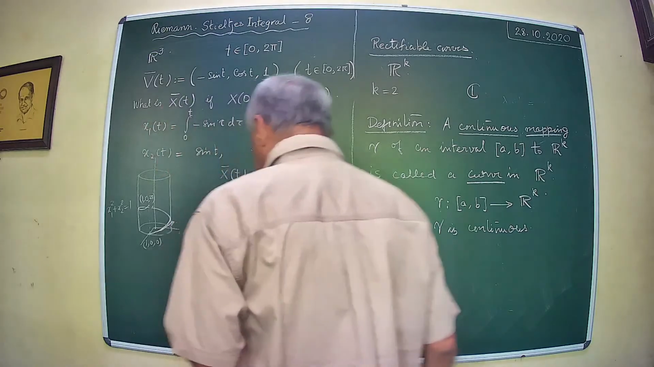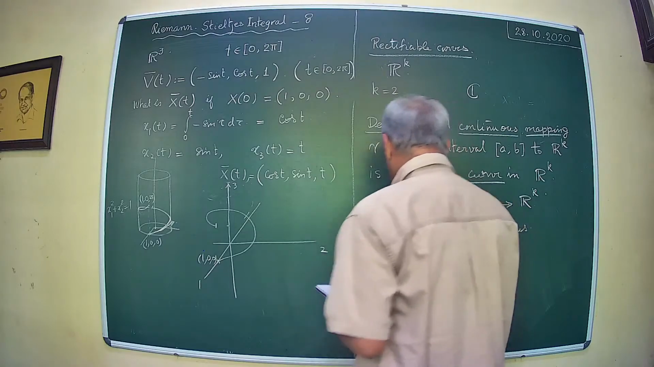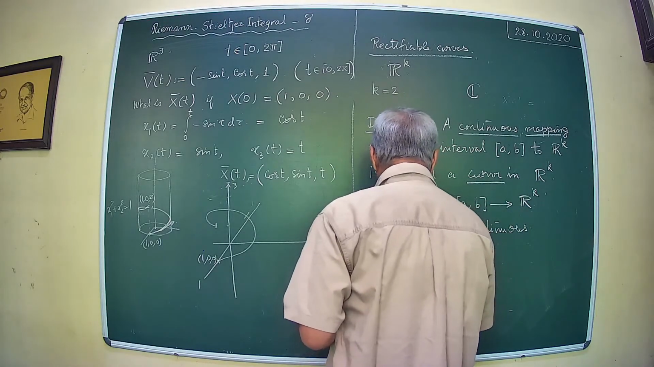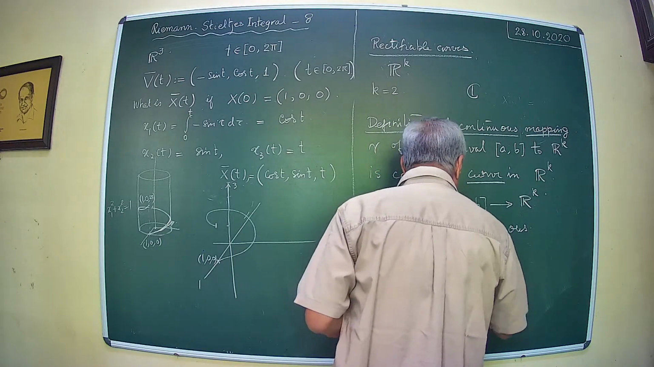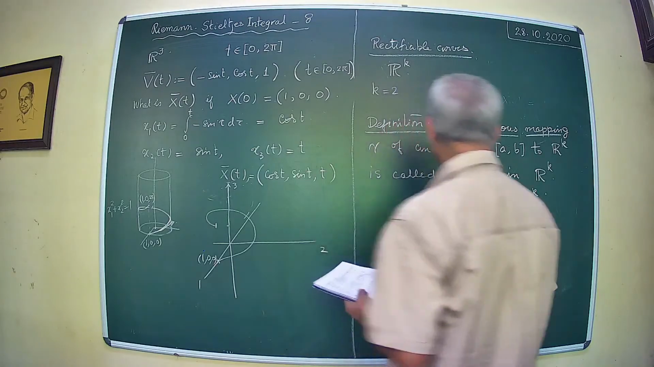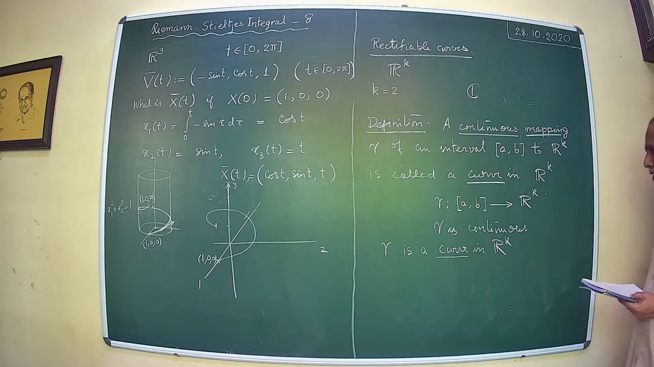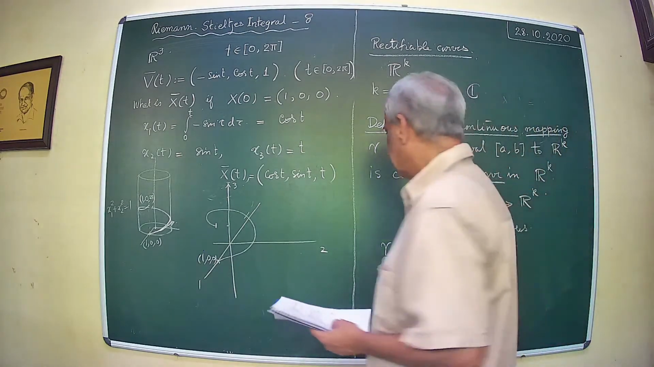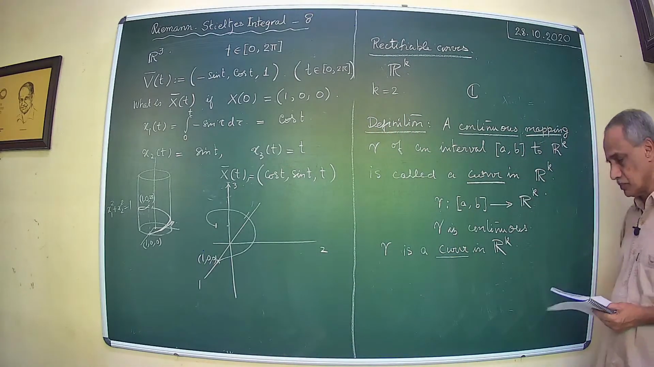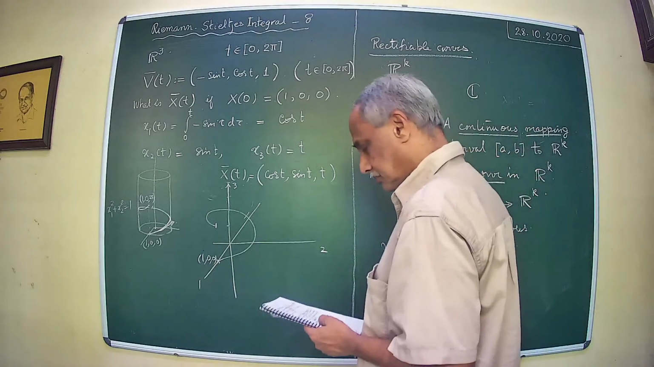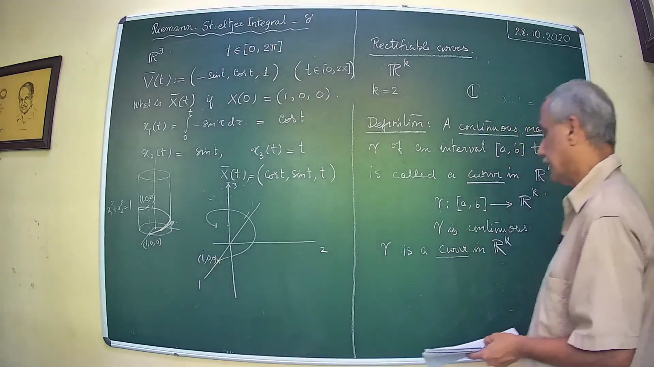Now some special cases. We shall simply say, this is also terminology, that gamma is a curve in R^k, which means there is some interval [a, b] from which there is a map gamma from [a, b] to R^k, which is assumed to be continuous, in the usual sense, as a function of t. Okay. Special cases.